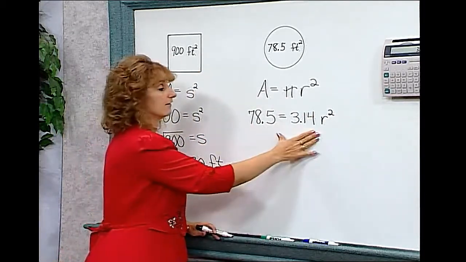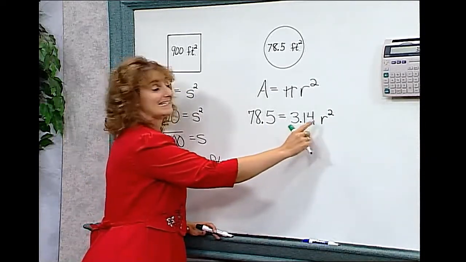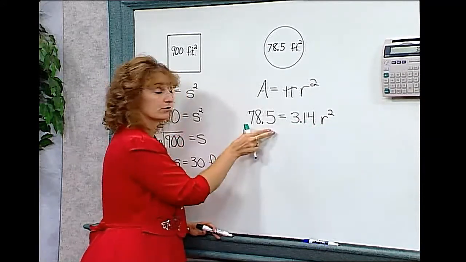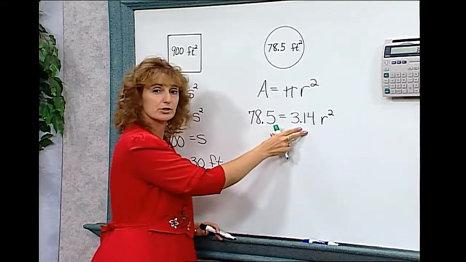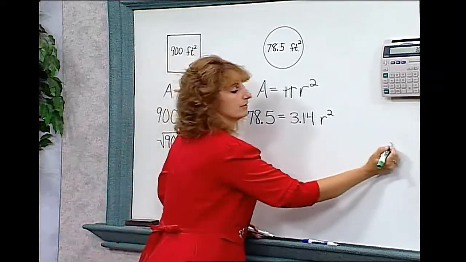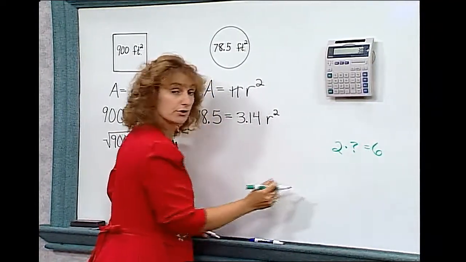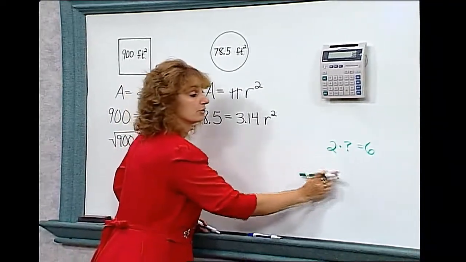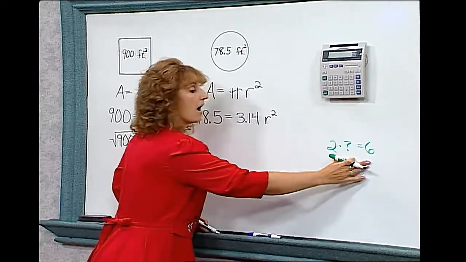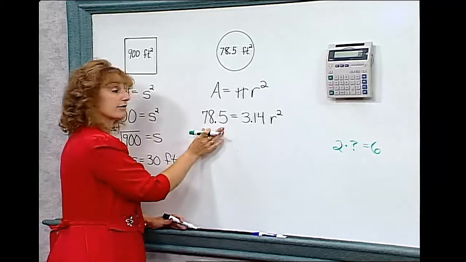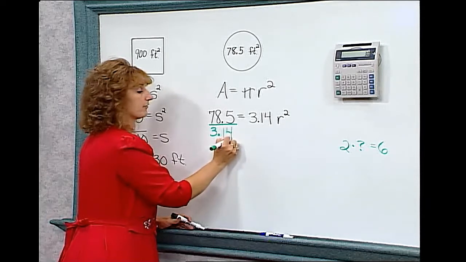Now remember I said if we're solving an equation, we have to do the opposite. 3.14 times r squared equals this. The opposite of times is divide. Think of a similar problem. If I had said to you 2 times some number equals 6, you would have told me 3 because 2 divides into 6 3 times. I'm thinking that same way. I'm going to have to divide by 3.14. So to show that, I'm dividing by 3.14.